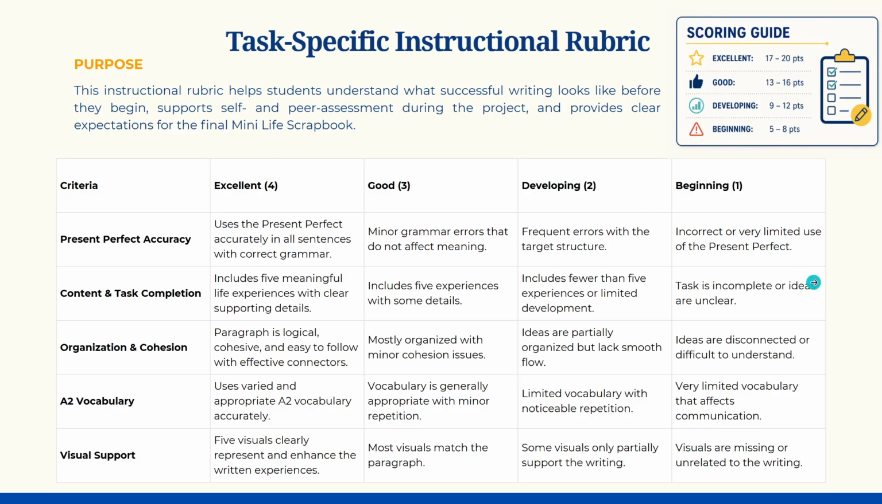The first criterion is present perfect accuracy, where students demonstrate correct use of the target grammar structure. The second criterion is content and task completion. The third criterion is organization and cohesion. The fourth criterion is A2 vocabulary, which evaluates the appropriate use of vocabulary expected for learners at A2 level. Finally, the fifth criterion is visual support, where students include drawings that clearly represent the experience described in their scrapbook.